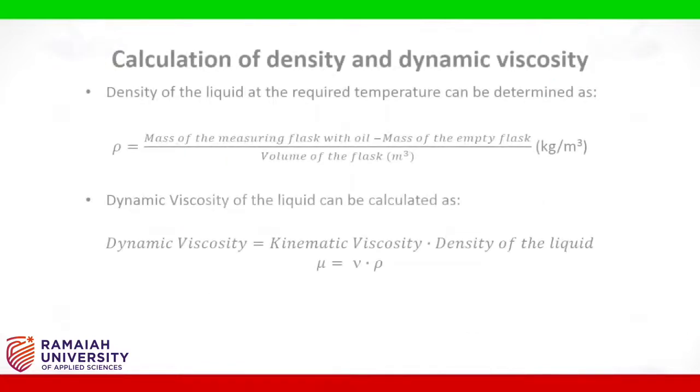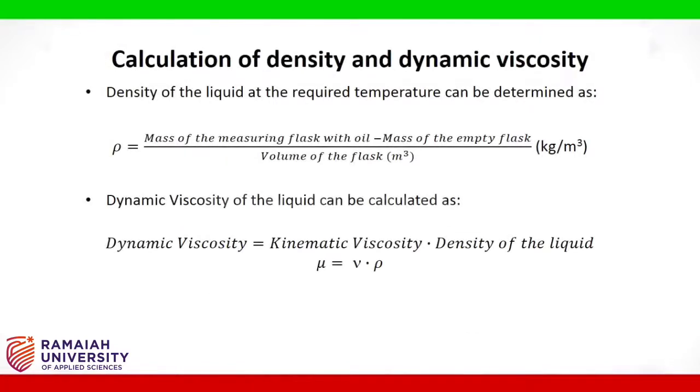At Ramaiah University of Applied Sciences Laboratory, the density of the fluid at the given temperature is calculated by measuring the empty weight of the collecting flask and the weight of the flask with oil. Dynamic viscosity can be further calculated by using the kinematic viscosity obtained from the efflux viscometer as the product of kinematic viscosity and density of the fluid at that temperature, which is given as mu is equal to nu into rho.